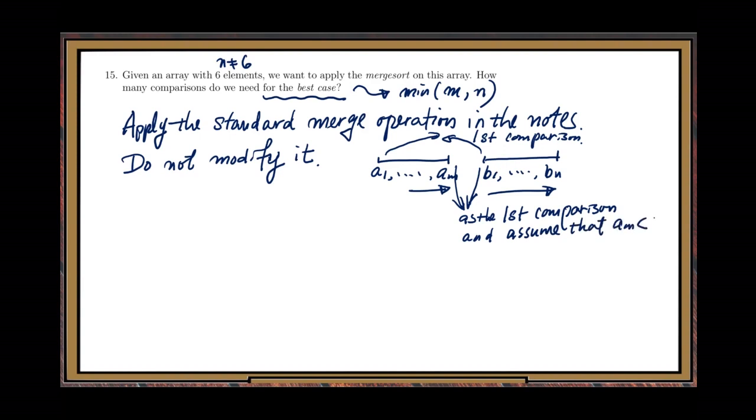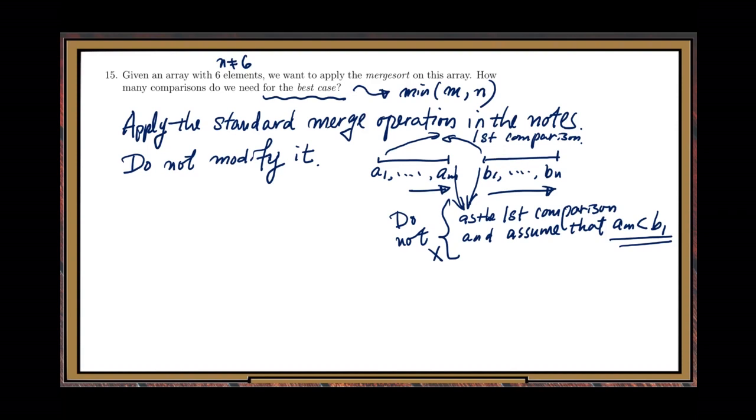Assume An is less than B1, because in that way you already get all the array elements ordered. One comparison. Yeah, they can do that. But here, do not do it this way. Let me explain the reason.